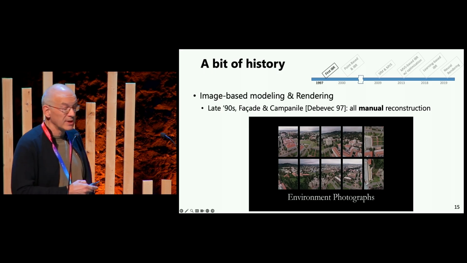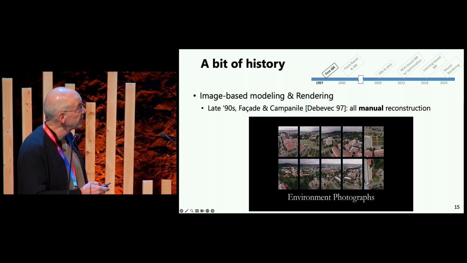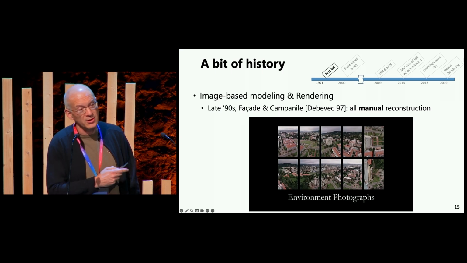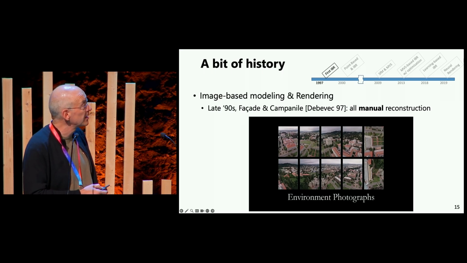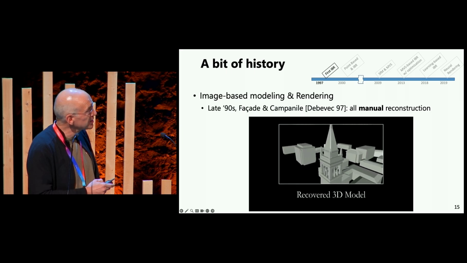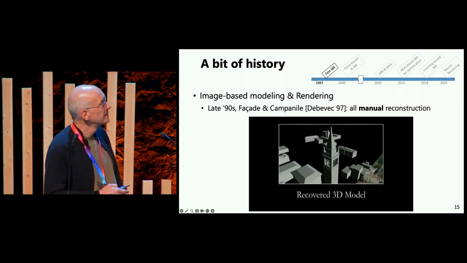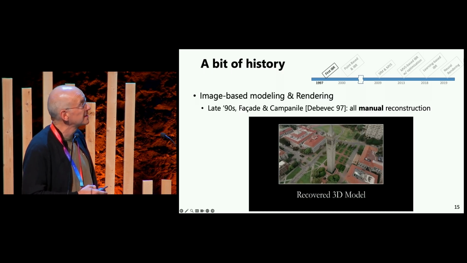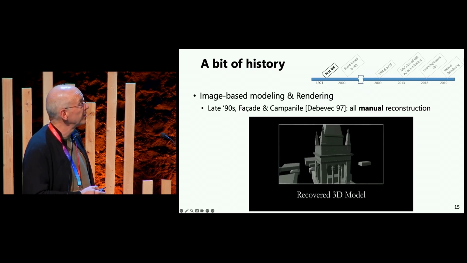everything was manual reconstruction. So one needed to take these pictures and then click 6 points in each picture to make the correspondences to get the calibration. But then, and this was 1997, right? He managed to get these little models, and then by projecting the photographs on the models, he could create this very realistic, at the time at least, environment.